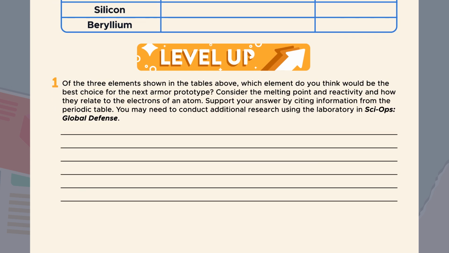Level up. 1. Of the 3 elements shown in the tables above, which element do you think would be the best choice for the next armor prototype? Consider the melting point and reactivity and how they relate to the electrons of an atom. Support your answer by citing information from the periodic table. You may need to conduct additional research using the laboratory in Sci-Ops Global Defense.